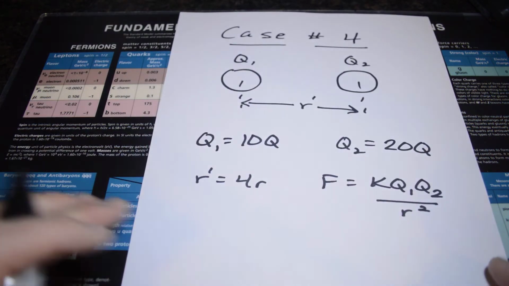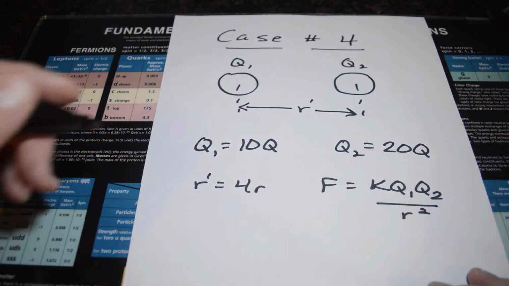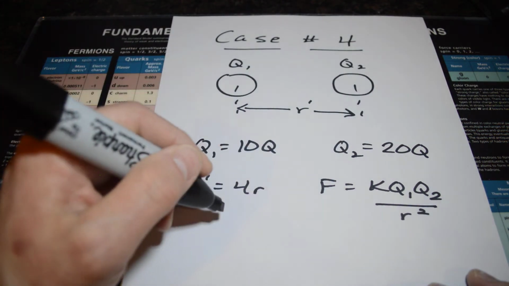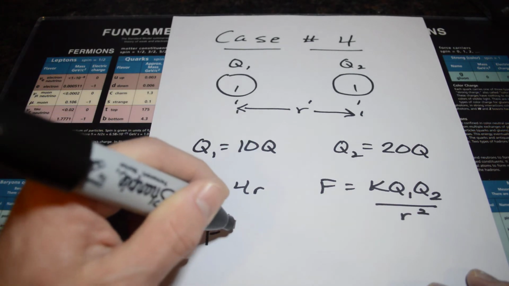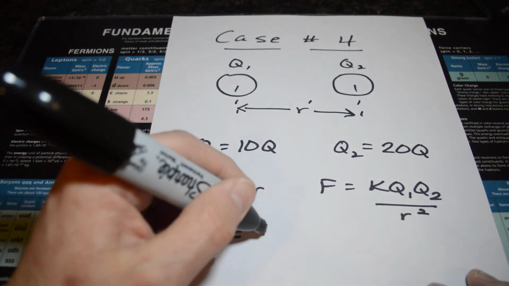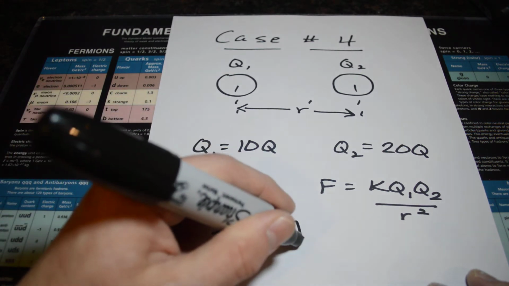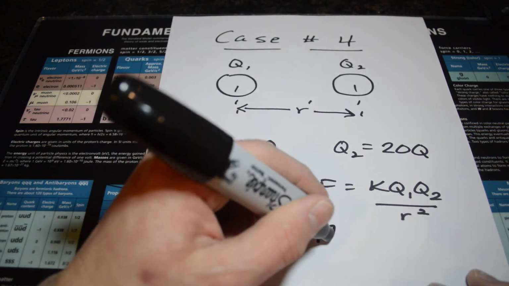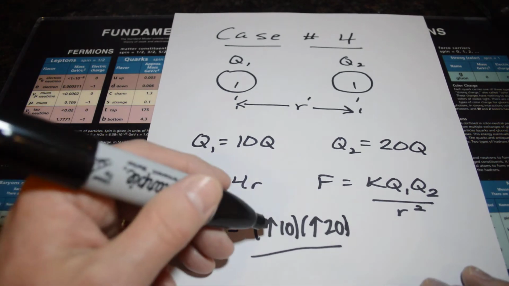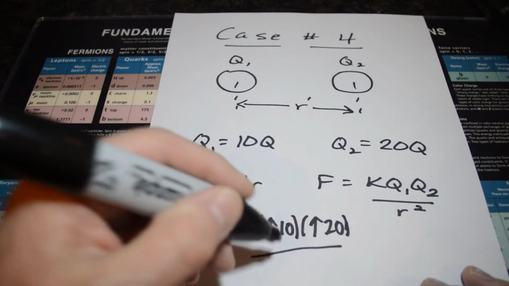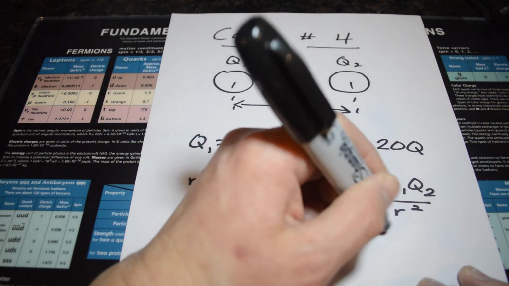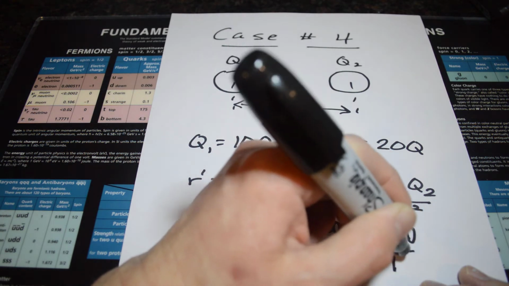Moving along. Case number 4. Q1 is 10Q, Q2 is 20 times Q, and then you have a distance of 4. So our force now, F prime, I keep calling it prime, that would be the new force. The first one goes up by a factor of 10. The second one goes up by a factor of 20. So it looks to me like the top part of the fraction, the numerator, is going to go up by 10 times 20 or 200. And then the denominator is going to go up by 4 squared. So you're going to have 200 divided by 16.